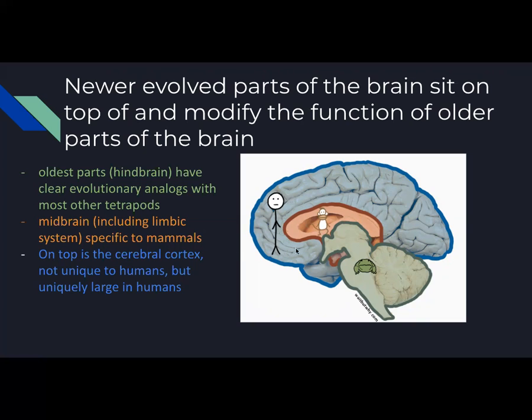And then on top, we have the cerebral cortex, which is not unique to humans, but is largely a human part of the brain, most developed in humans. And this part is responsible for higher level cognition and analytical reasoning and other sensory areas such as visual cortex here and motor cortex and sensory cortex.